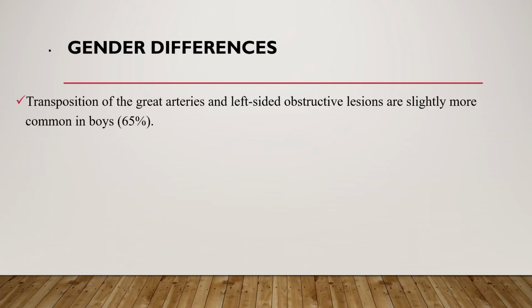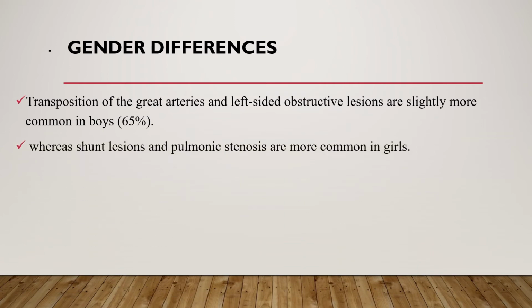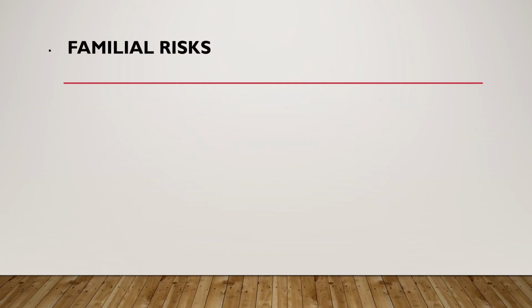And when we see the gender difference, transposition of great arteries and the left-sided obstructive lesions are slightly more common in boys, whereas shunt lesions and the pulmonic stenosis are more common in girls. And there is no racial difference in congenital heart disease prevalence.